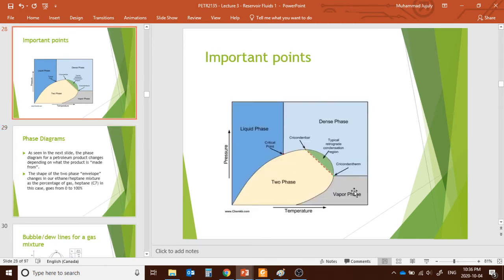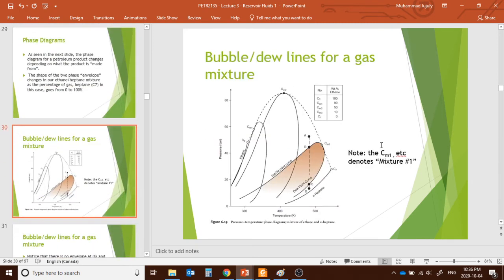So based on this knowledge, it's self-explanatory what is happening, because as you know, ethane has the least number of carbons, that means it is a gas, so it's more dependent on the pressure.